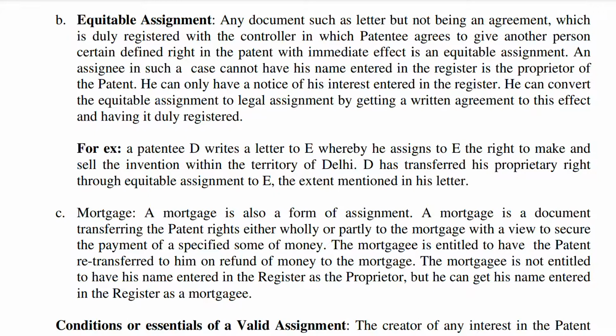The third form is mortgage. A mortgage is also a form of assignment, and a mortgage is a document transferring the patent rights either wholly or partly to the mortgagee with a view to secure the payment of a specified sum of money. The mortgagor is entitled to have the patent retransferred to him on refund of the money to the mortgagee. The mortgagee is not entitled to have his name entered in the register as the proprietor, but he can get his name entered in the register as a mortgagee.